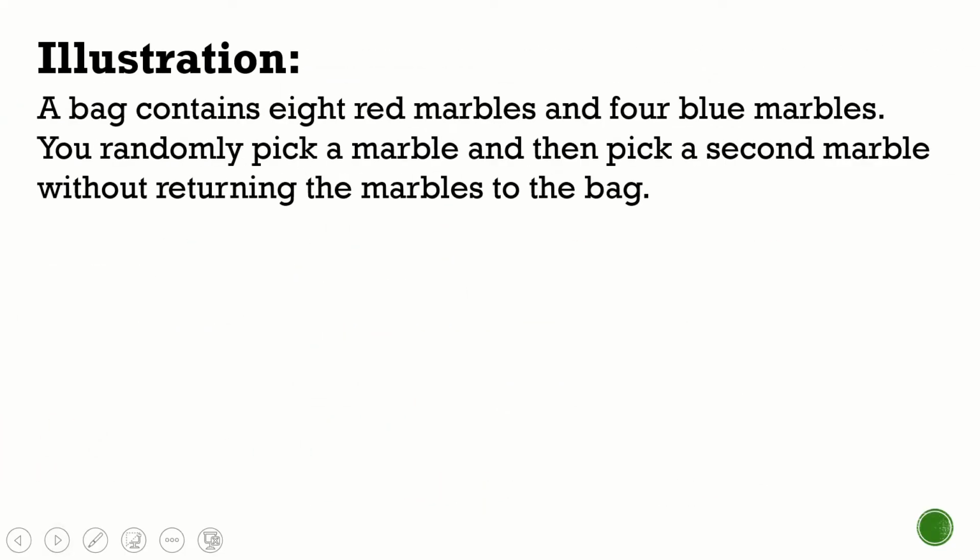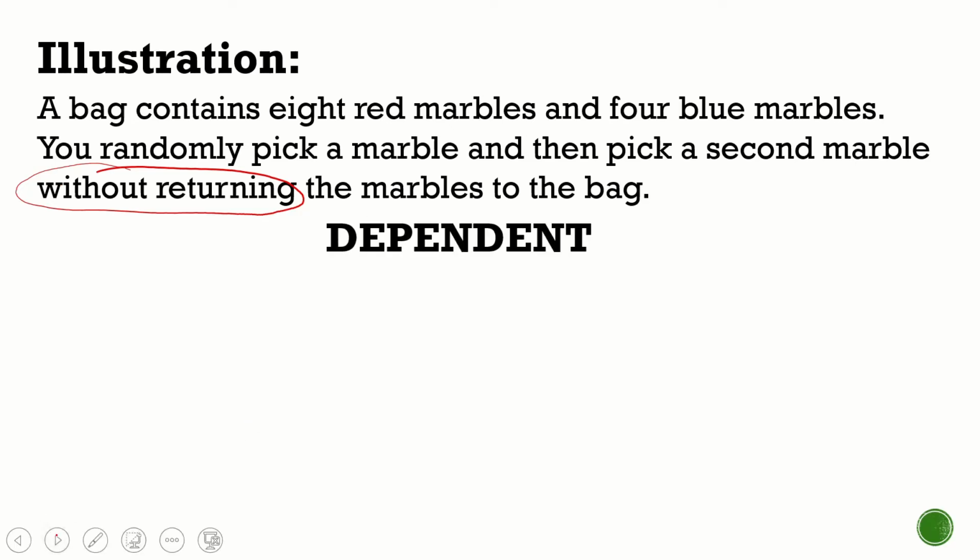So let me give you an illustration here. A bag contains 8 red marbles and 4 blue marbles. You randomly picked a marble and then picked a second marble without returning the marbles to the bag. So these are the words that will give you an idea if an event is an example of dependent: the words without returning. That gives you an idea that we're talking about dependent events.